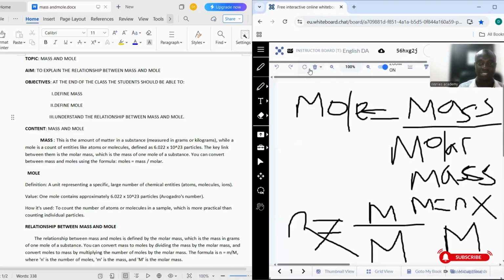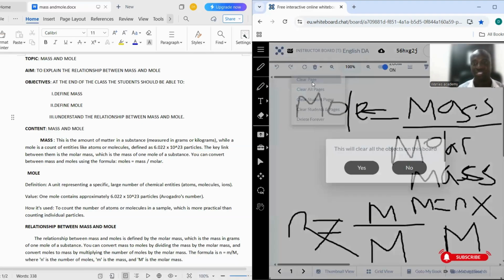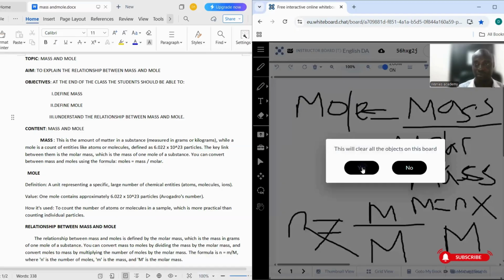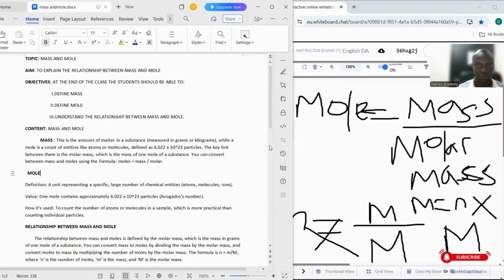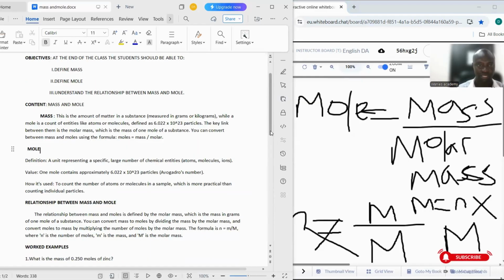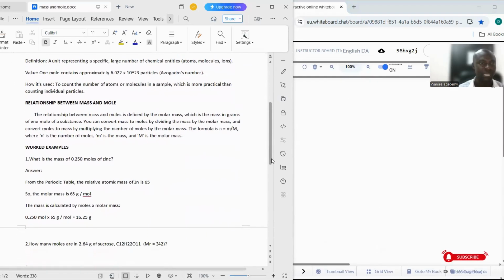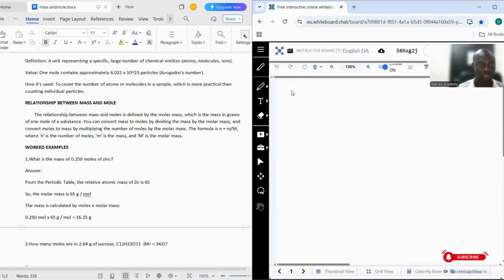All right, now let's take some solved problems to illustrate this relationship existing between mass and mole. Let's take a close look at a solved problem to make this clearer for us to understand. Example 1: what is the mass of 0.250 moles of zinc? So that's what you're looking at. Now let's quickly attempt that question.